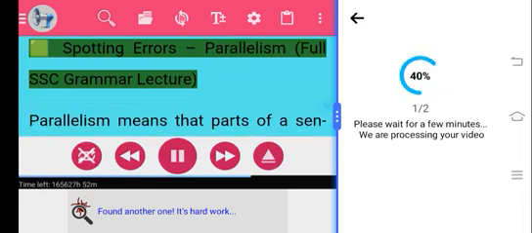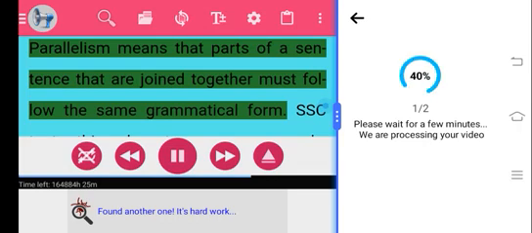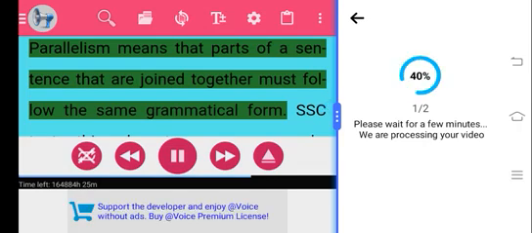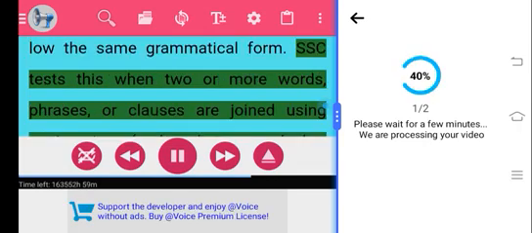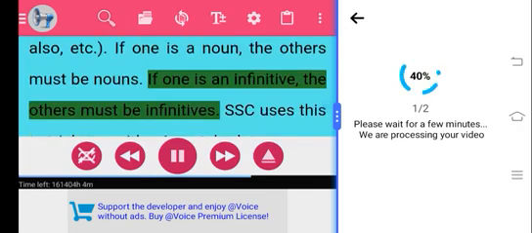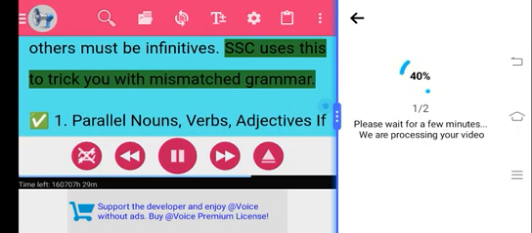Spelling errors: Parallelism. Full SSC grammar lecture. Parallelism means that parts of a sentence that are joined together must follow the same grammatical form. SSC tests this when two or more words, phrases, or clauses are joined using conjunctions and, or, but, not only, but also, etc. If one is a noun, the others must be nouns. If one is an infinitive, the others must be infinitives. SSC uses this to trick you with mismatched grammar.